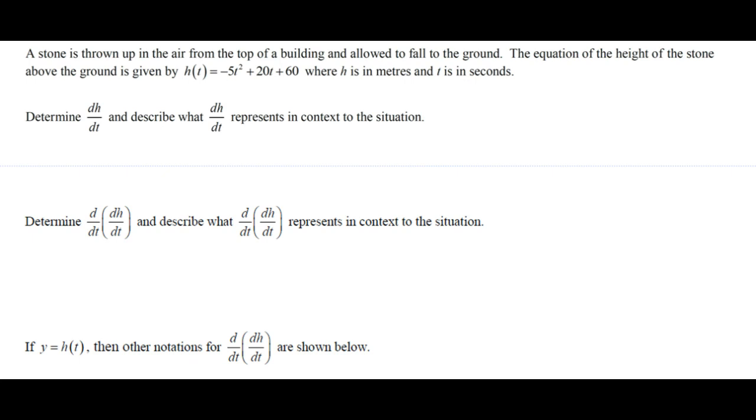Okay. So what's dh/dt? dh/dt is equal to -10t + 20. And what does that represent?